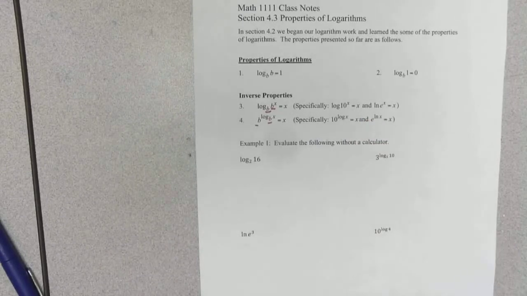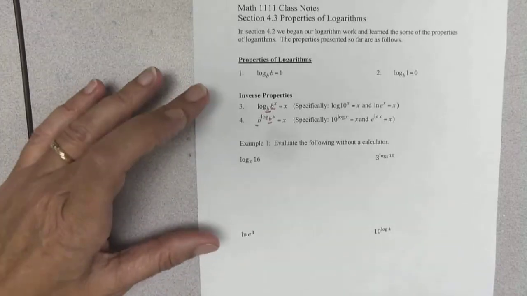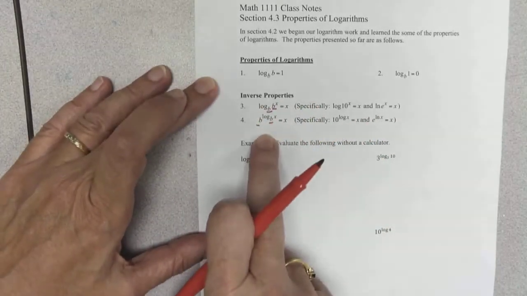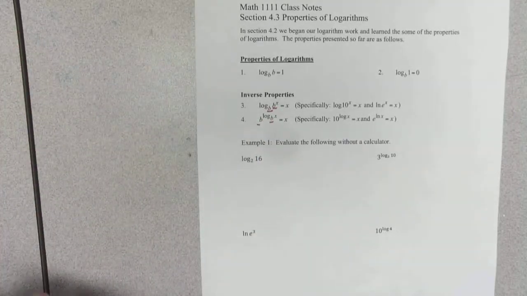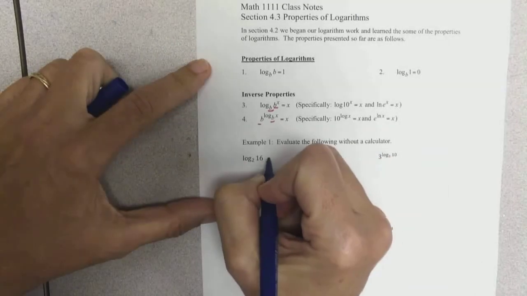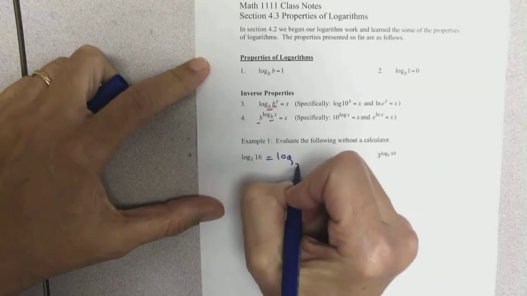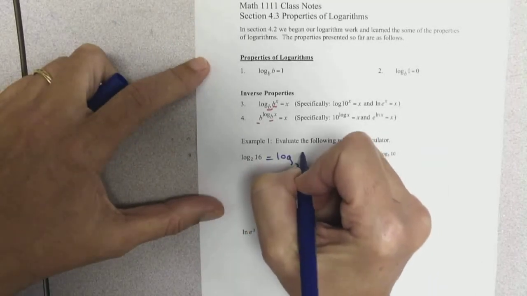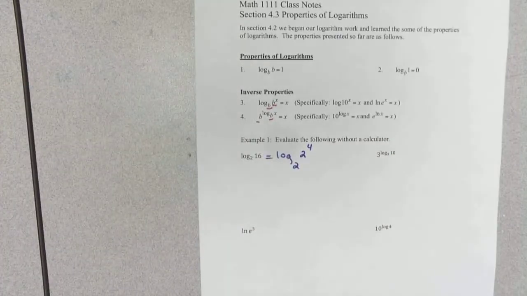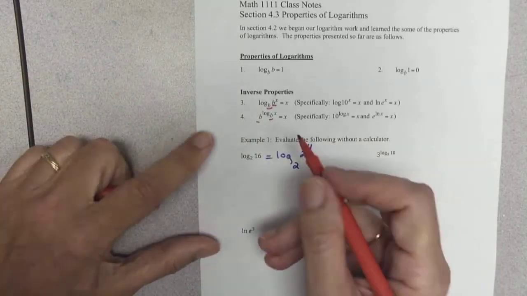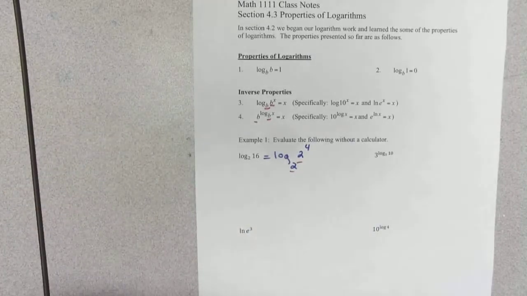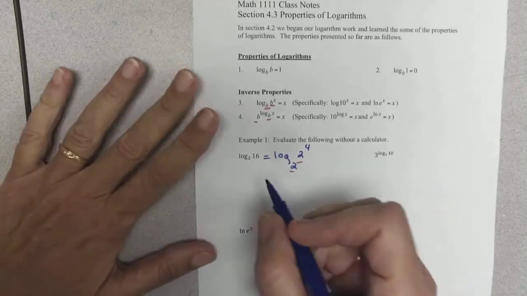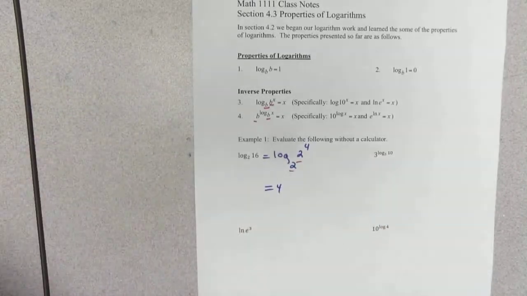So evaluate the following ones without a calculator. The idea here is going to be to try to use this concept of matching bases. And so what I'm going to note on this first one is that I can rewrite 16 as 2 to the 4th. And now I have those matching bases. And because logarithms and exponentials are inverses, that's just going to be 4.